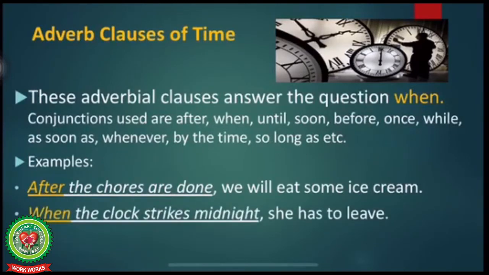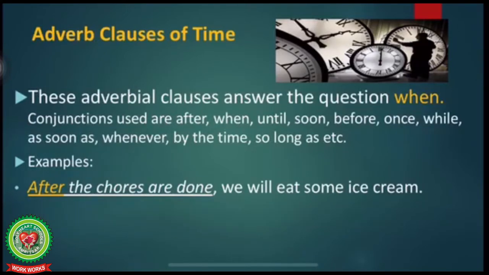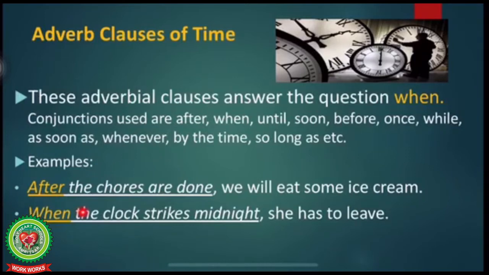Now similarly, see the second example. When the clock strikes midnight, she has to leave. Again, the subordinating conjunction here is when, and when the clock strikes midnight is the subordinate clause, and she has to leave is the principal clause. So here again, in order to identify the adverb clause of time, you need to ask the question, when does she have to leave? The answer, when the clock strikes midnight, is your adverb clause of time.